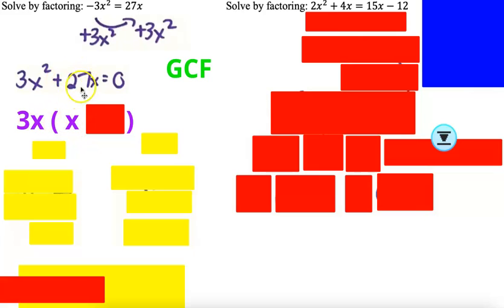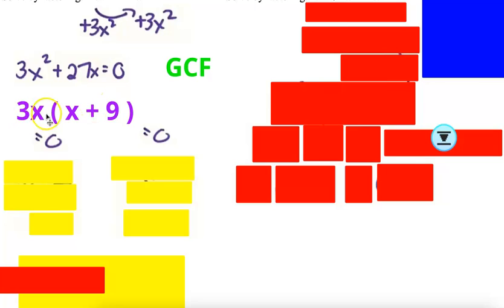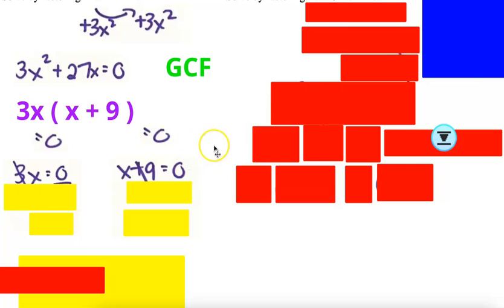Then I'm going to try and get to a 27. So 3 times what is 27? That would be a 9. And I don't need an x term because I already had one on the outside. So 3x times a 9 would be a 27x. So you have successfully factored these two terms. The next step is to set each parenthesis equal to 0 and solve. So my first equation would be 3x equals 0. My second equation would be x plus 9 equals 0.